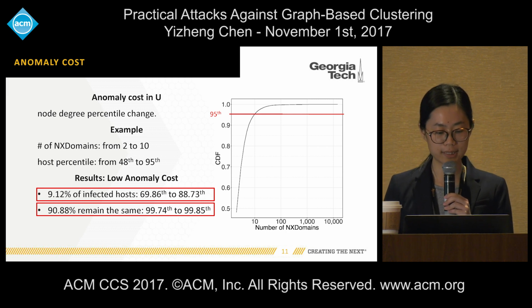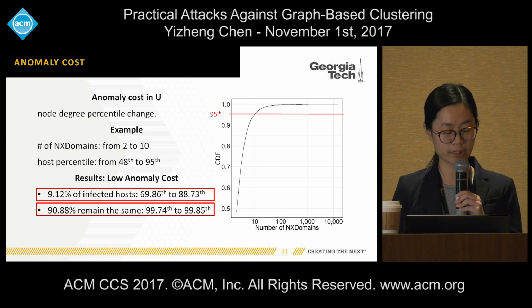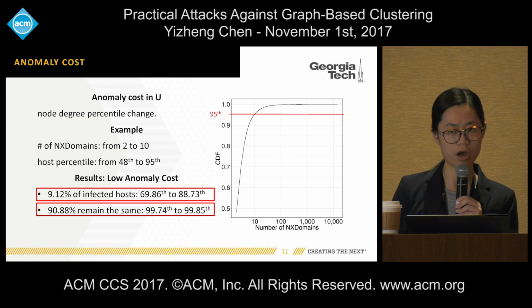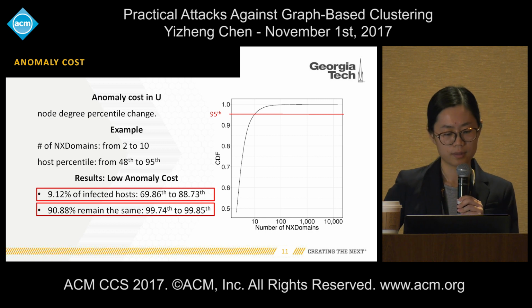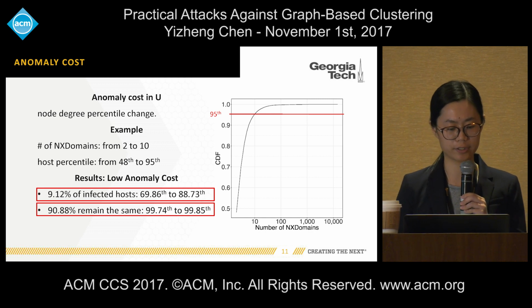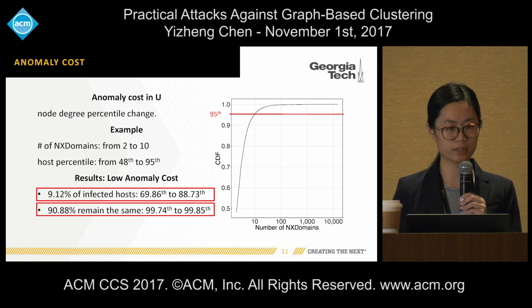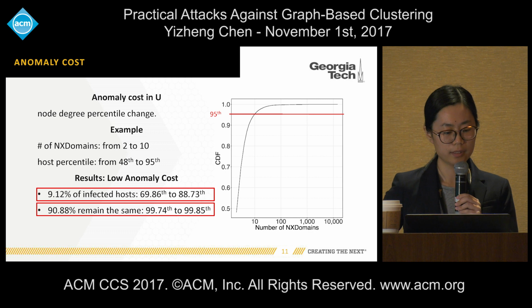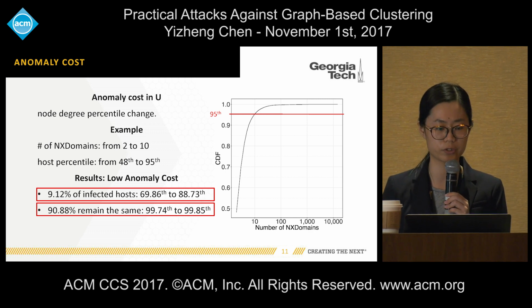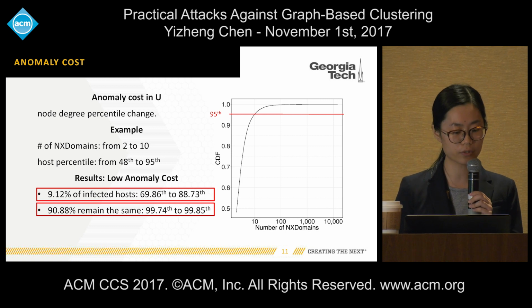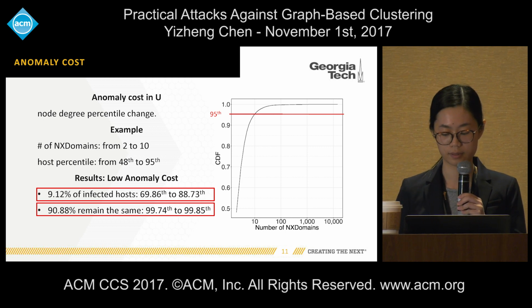To explain that in detail, let's look at a cumulative distribution of the number of distinct NX domains queried by all hosts in a day. The 95th percentile lies here. Only 5% of the hosts query more than 10 distinct NX domains in a day. Now, if an infected host increased the number of NX domains it queries from 2 to 10, that increased the host's suspiciousness because the percentile changed from 48th to 95th.